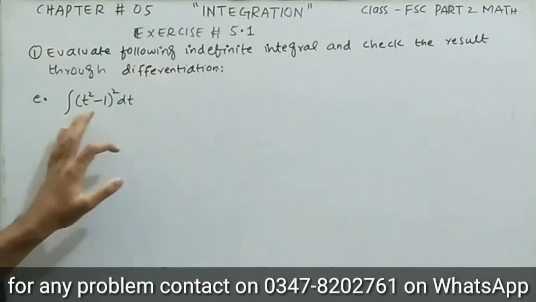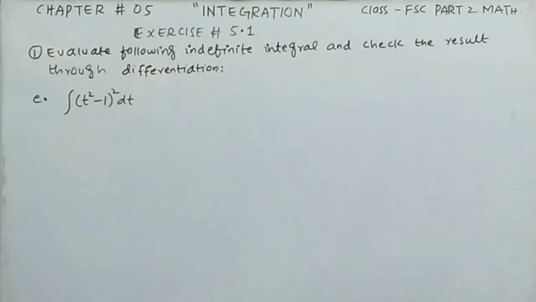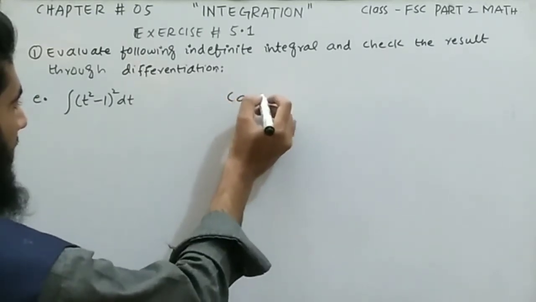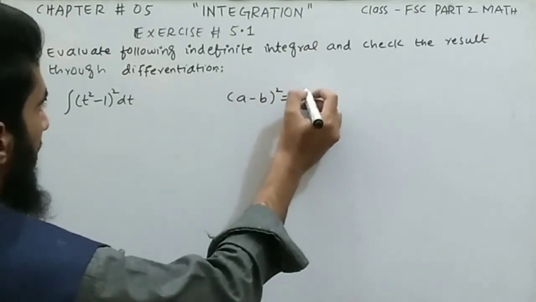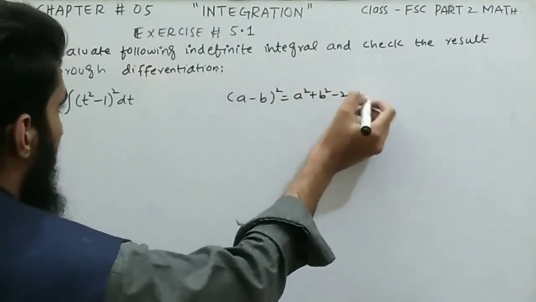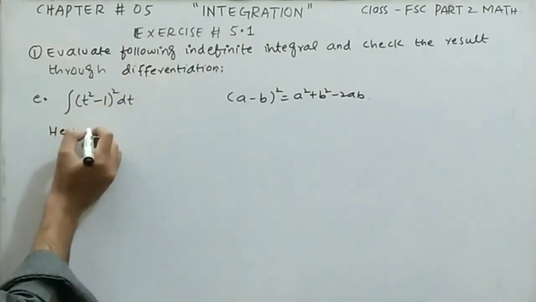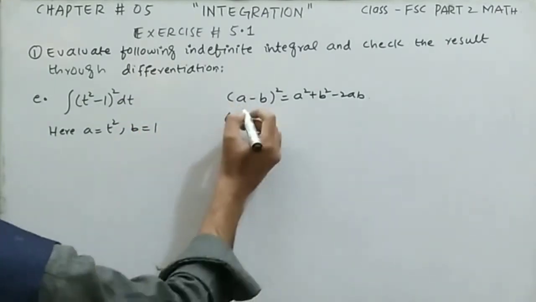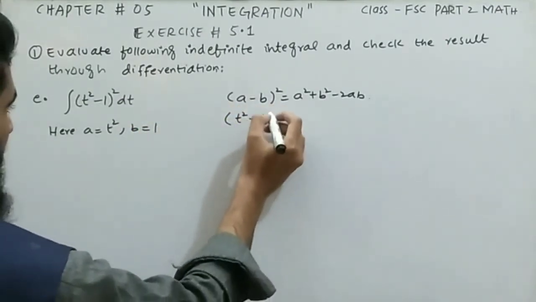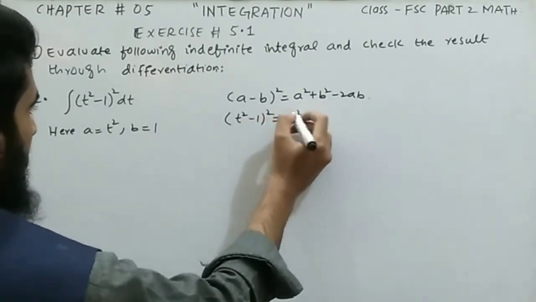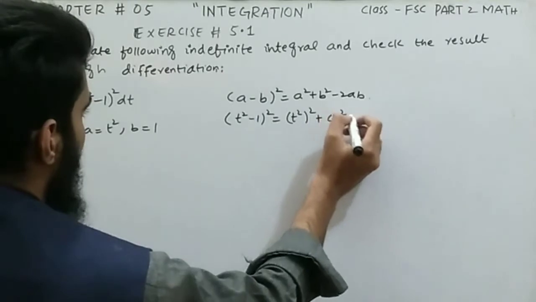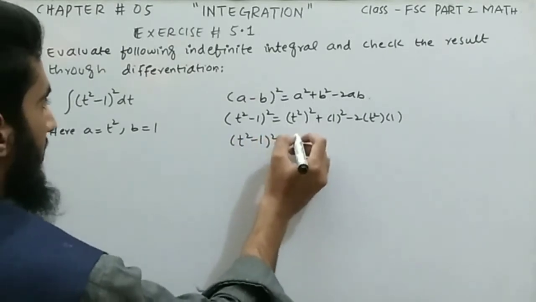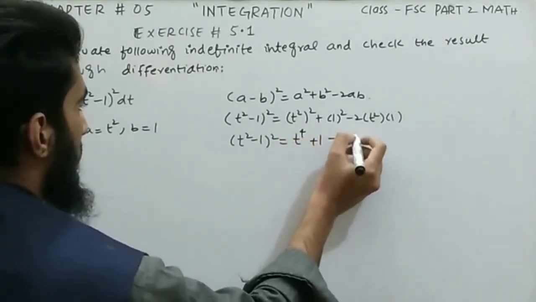It asks for the integral of (t^2 minus 1) whole squared dt. First we will use the formula that (a minus b) whole squared is always equal to a^2 plus b^2 minus 2ab. So let's suppose here a is t^2 and b is 1. Putting in the values, a^2 is (t^2)^2, plus b^2, which is 1^2, minus 2 times t^2 times 1. So (t^2 minus 1) whole squared will be t^4 plus 1 minus 2t^2.